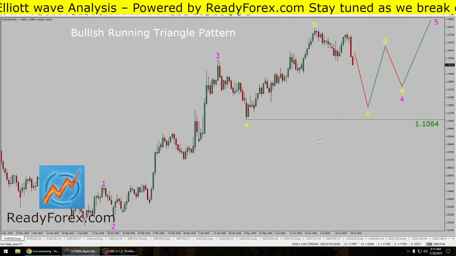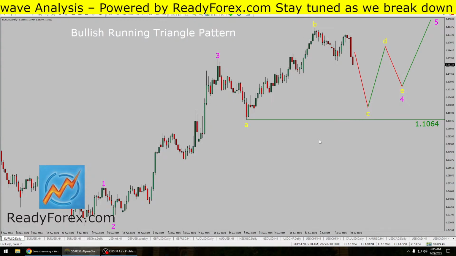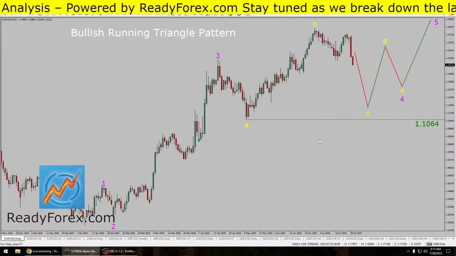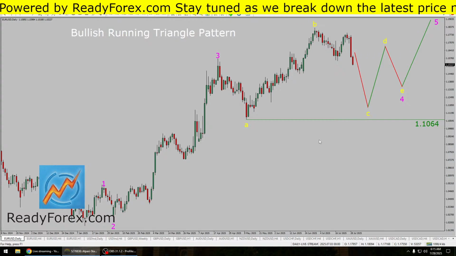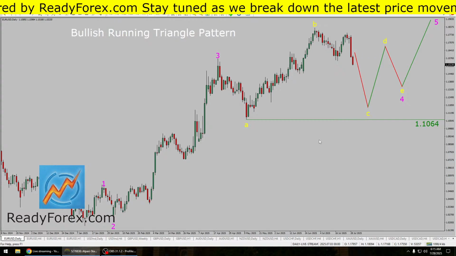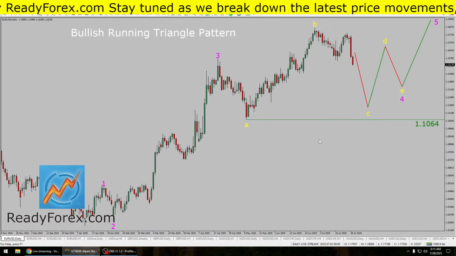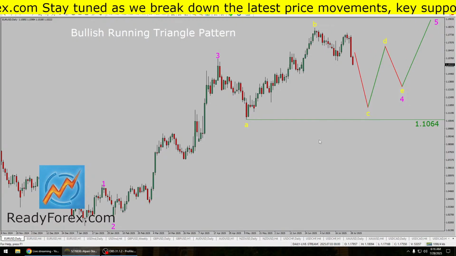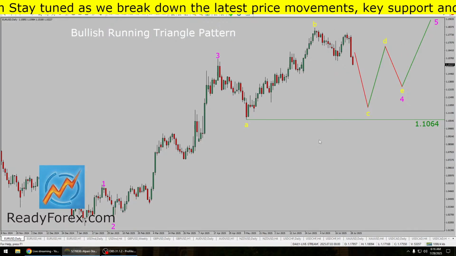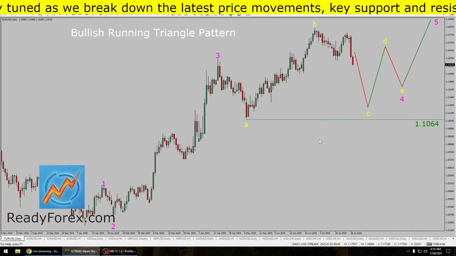I'm going to upload some individual analysis videos as well with detailed Elliott wave counts, starting from the daily chart all the way down to the 1 hour time frame. And I will try to do the New York market session after about 5 to 6 hours' time.